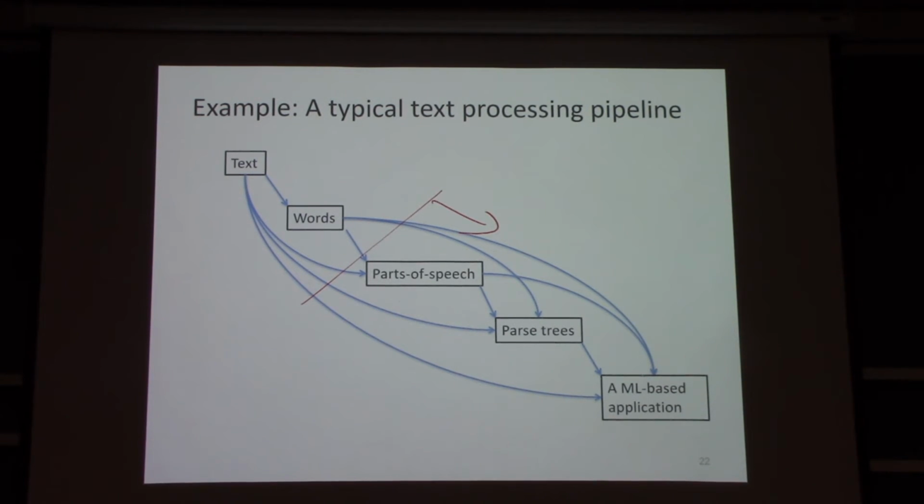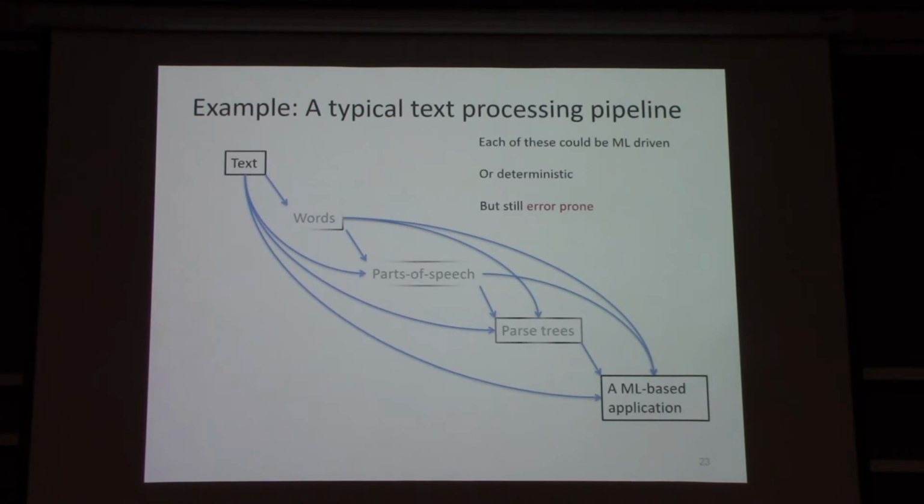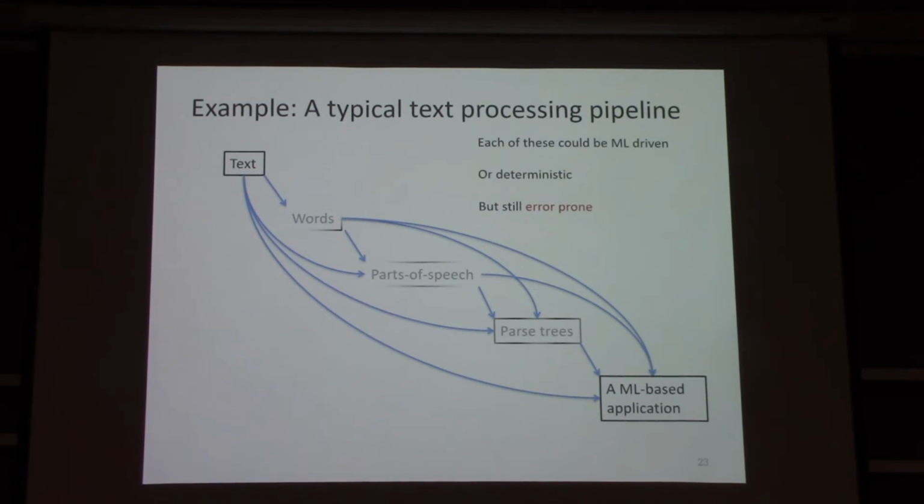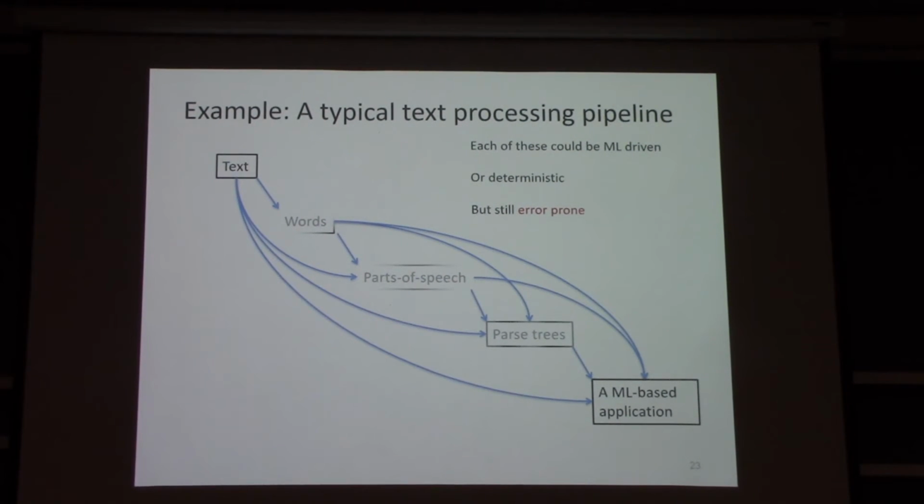Which means that your final application in this pipeline might be pretty lousy. But how do you know which subsystem to blame? Does that make sense? If each of these is error prone, then your final application is going to be pretty bad. In the context of this class, for example, we were only looking at something like this and pretending that everything that came before that was perfect. But that's clearly never going to happen.